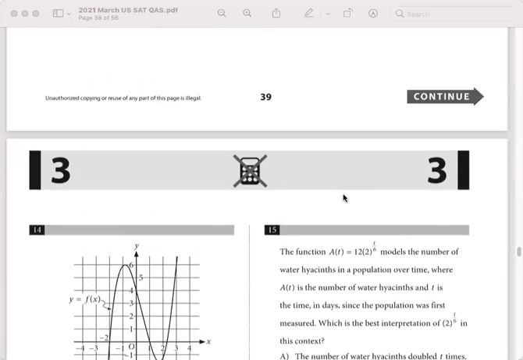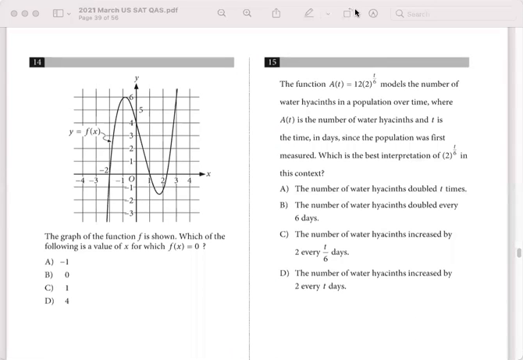Okay, question 14. The graph of the function f is shown. Which of the following is a value of x for which f(x) is 0? Okay, so we can see that when is f(x) 0? f(x) is 0 here, here, and here. So when x is -2, 1, and 2 point something, right? So from these points, the right answer, the value of x for which f(x) is 0 is 1, option C.